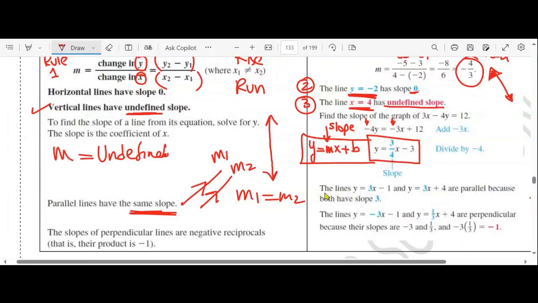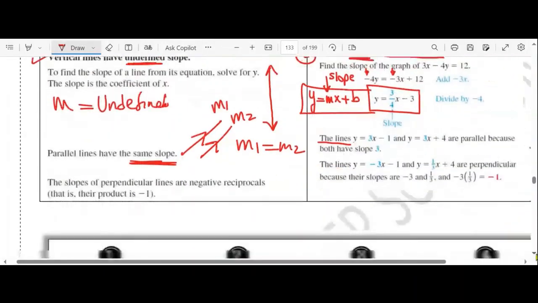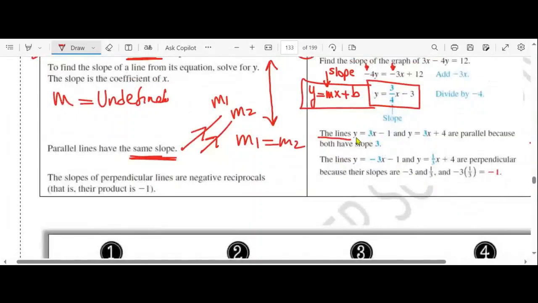Now take a look at this one. Here are two lines. Line number 1 and line number 2. How much is the slope for line number 1? How much? 3, only 3. What's the slope for the second line? So the two lines are parallel or perpendicular? Parallel. Why? Because m1 equals m2.